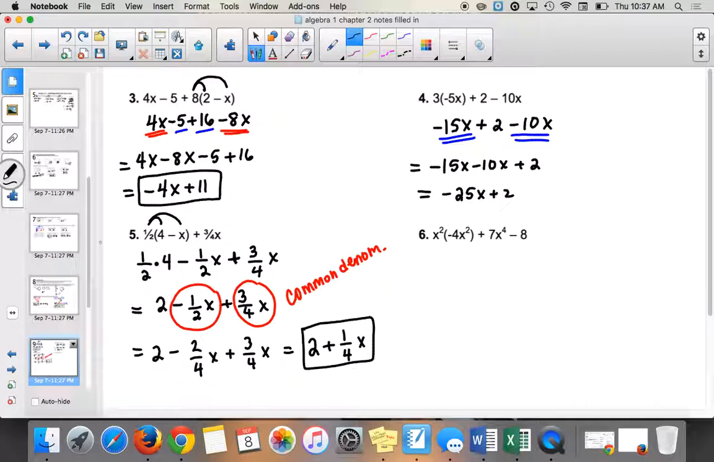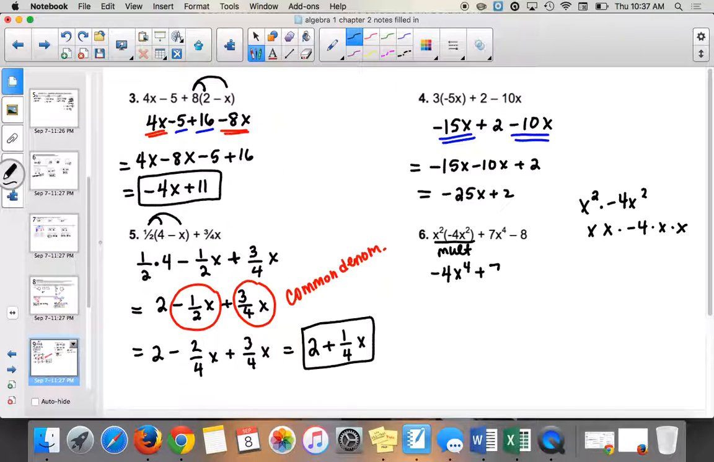All right, and then sometimes you do have some multiplication involved. So in this case, we have x squared times negative 4x squared. So when we multiply these, we end up getting negative 4 times x to the 4th, right? Because remember our expanded form? It would be x times negative 4 times x times x. There'd be 4 x's lined up, right? That's what we're doing.